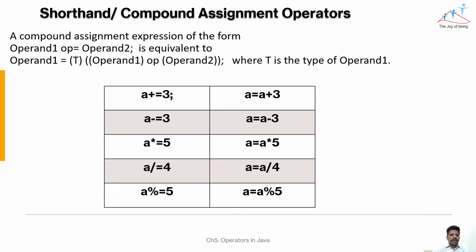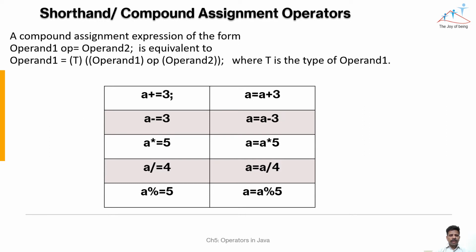Now we will see the Java shorthand or compound assignment operators. The general form of Java shorthand or compound assignment operators is: operand 1, then an operator, which can be any arithmetic operator as per our syllabus, then the simple assignment operator, then operand 2. If we write the expression like this using a compound assignment operator, it is equivalent to writing operand 1 = (type T) operand 1 operator operand 2, where T is the type of operand 1.